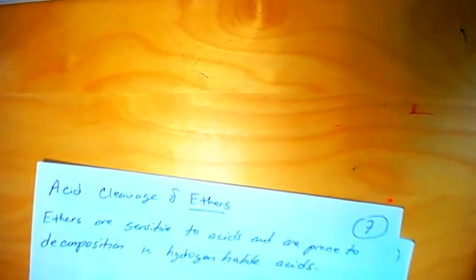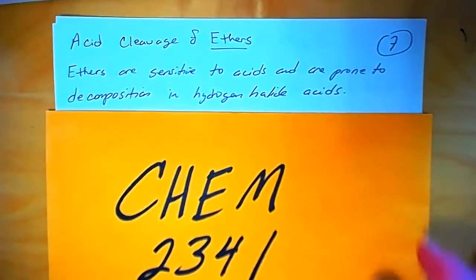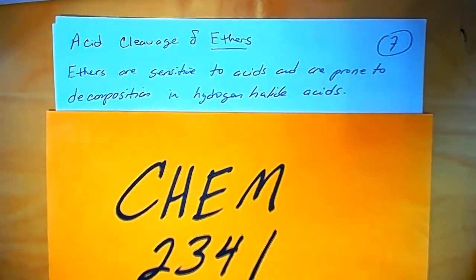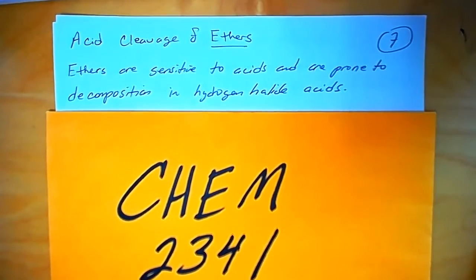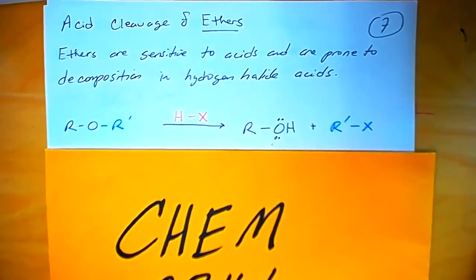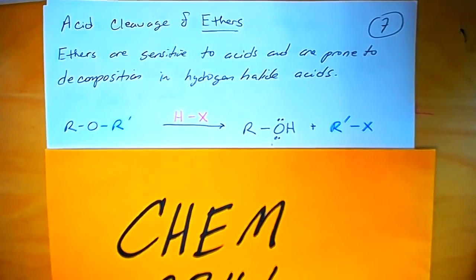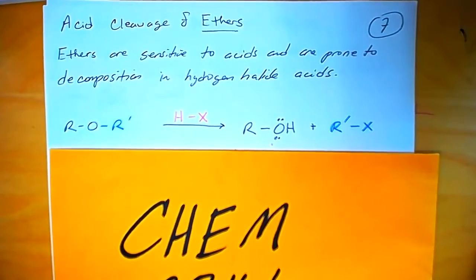Okay. Now, some things that we can do with ethers, well, one of the things you should know is that ethers are very sensitive to acids. And what I mean by that is that when you put an ether in the presence of a strong acid like a hydrogen halide acid, what will happen is it will undergo decomposition and give you an alcohol and a corresponding alkyl halide, kind of like the opposite of what we were just doing.